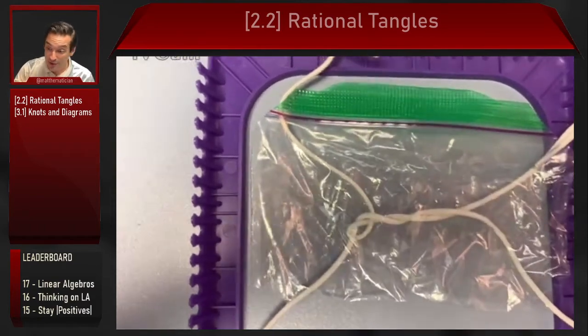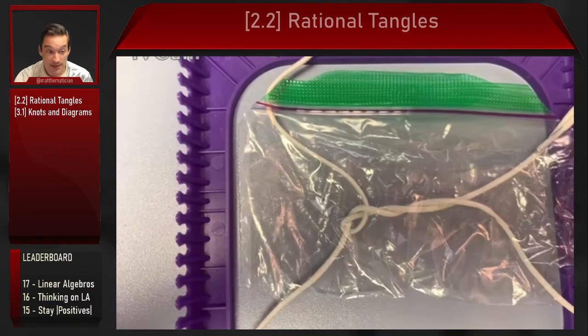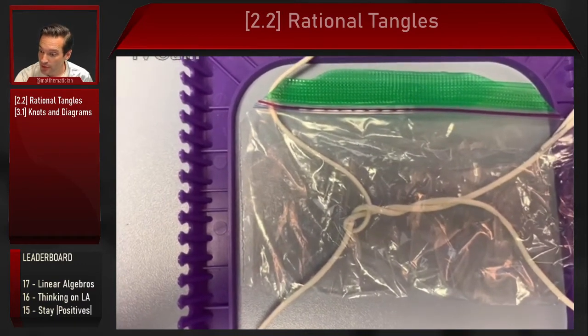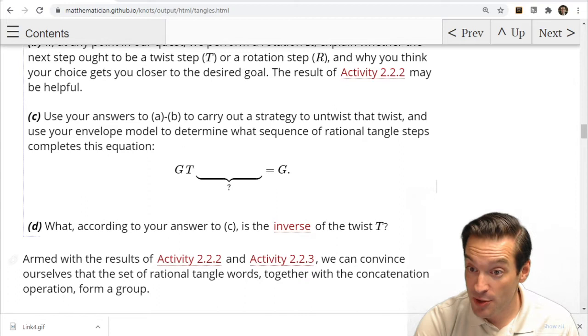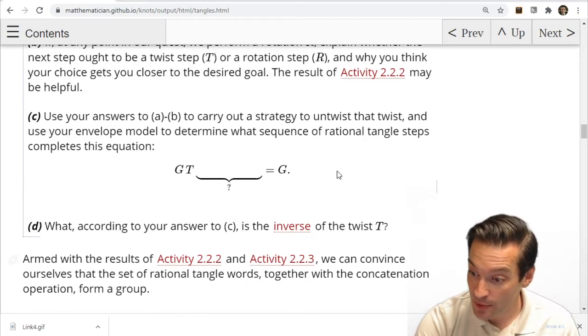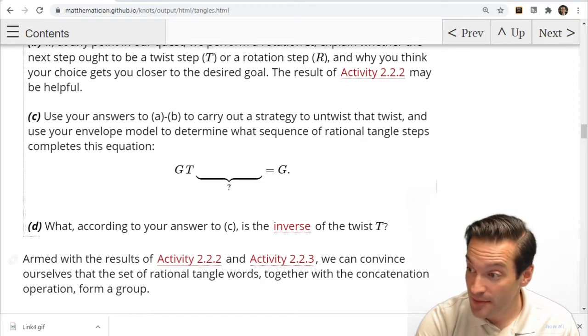So what I'd like for you to do in your group is just to fill out this last parts C and D of activity 2.2.3, which is to fill out the answer to this question: G followed by T followed by what sequence of steps gave me my original G back, having canceled out that one twist, and what, according to your answer, is the inverse of the twist T.